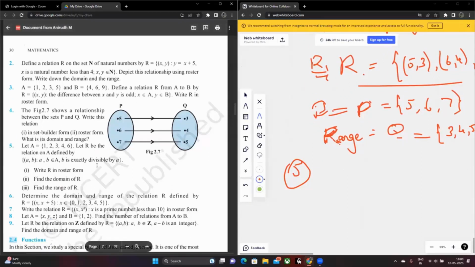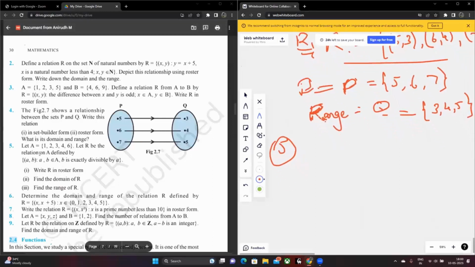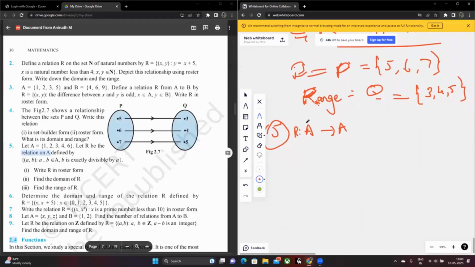And then you have question number 5. Let R be the relation defined by B is exactly divisible by A, where each pair is (A, B). So you have the fact that the relation is on A, that means the relation is from A to A, right? R is from A to A.